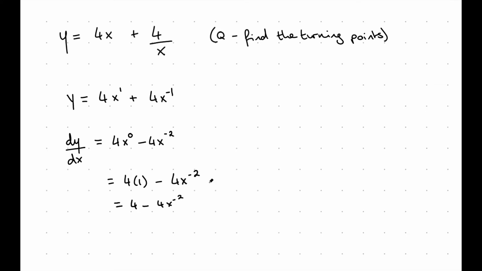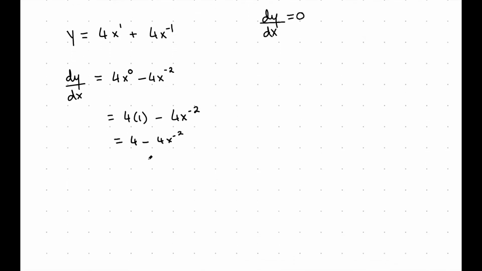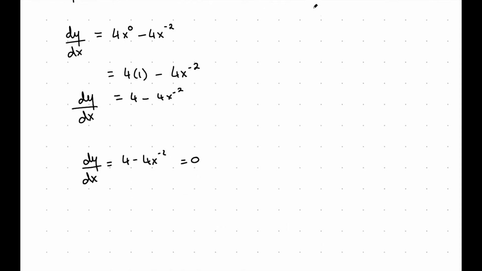Now, the question was to find the turning points. What we know and what we can say about the turning points is that dy/dx is equal to 0. So the first derivative at the maximum and the minimum is going to be 0. This is my dy/dx. So I'm going to say that dy/dx, which is equal to 4 minus 4x to the minus 2, is equal to 0. And I'm going to try and solve that now.